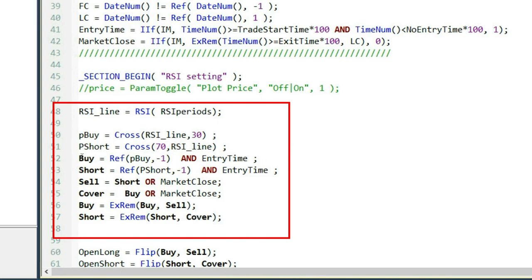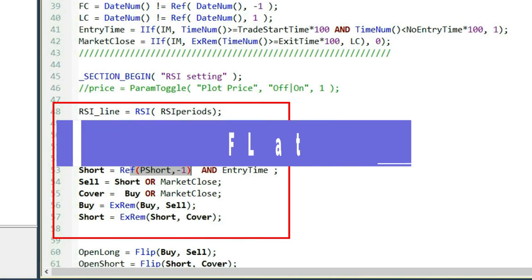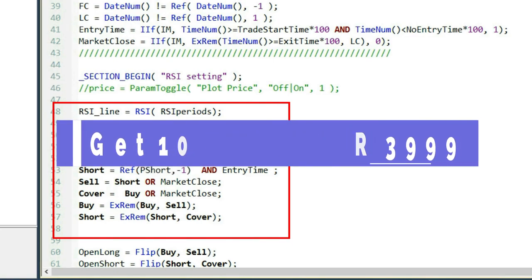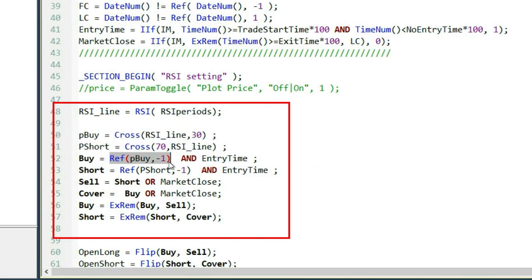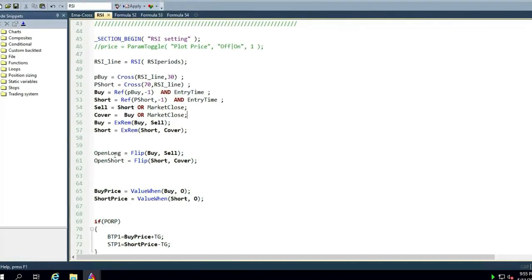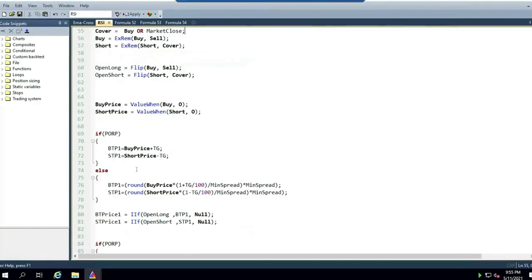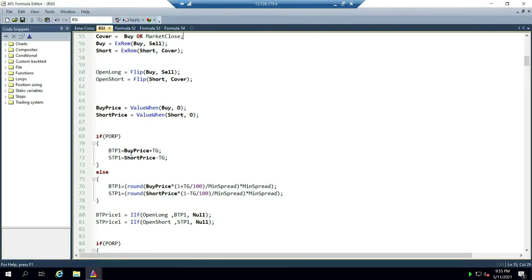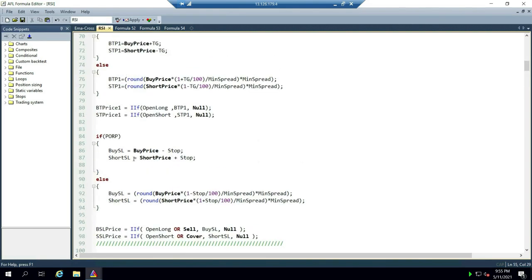Now by default I have said that I want to buy when this P buy happens in the previous candle, and I want to short when this P short happens in the previous candle. I have already used this Ref function with -1. By using Ref and -1, I have already made my AFL non-repainting in nature. Although because of this my entry will be shifted one candle ahead, but that's okay. Rest everything remains the same. Buy and short, open long, open short, we use flip, we use ValueWhen, then we use if loop for buy price target, short price target. Rest everything is exactly the same.